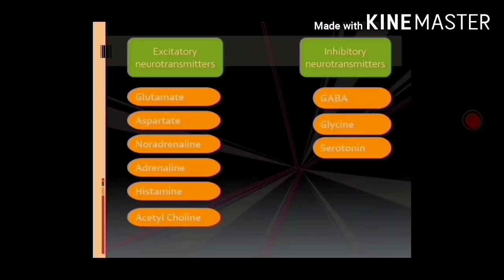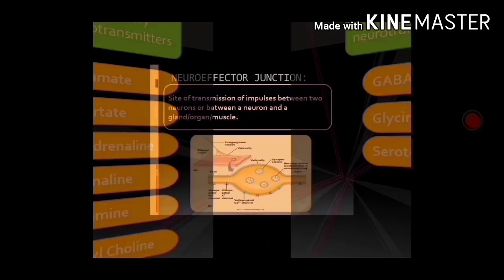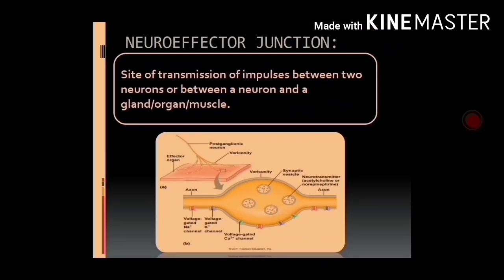Here is a list of some excitatory and inhibitory neurotransmitters. The excitatory ones are glutamate, aspartate, noradrenaline, adrenaline, histamine, and acetylcholine. And the inhibitory ones are GABA, glycine, and serotonin. Then the neuroeffector junction. It is the site of transmission of impulses between two neurons or between a neuron and a gland, organ, or muscle.